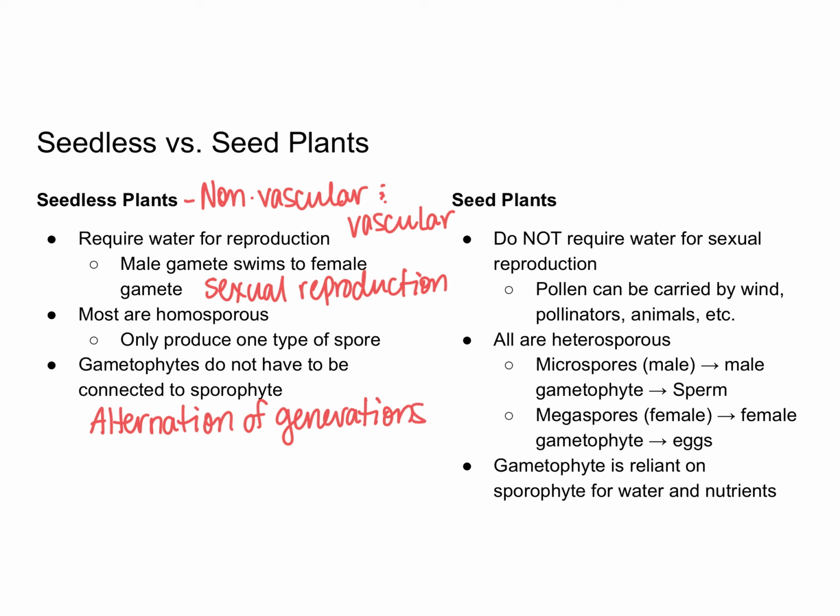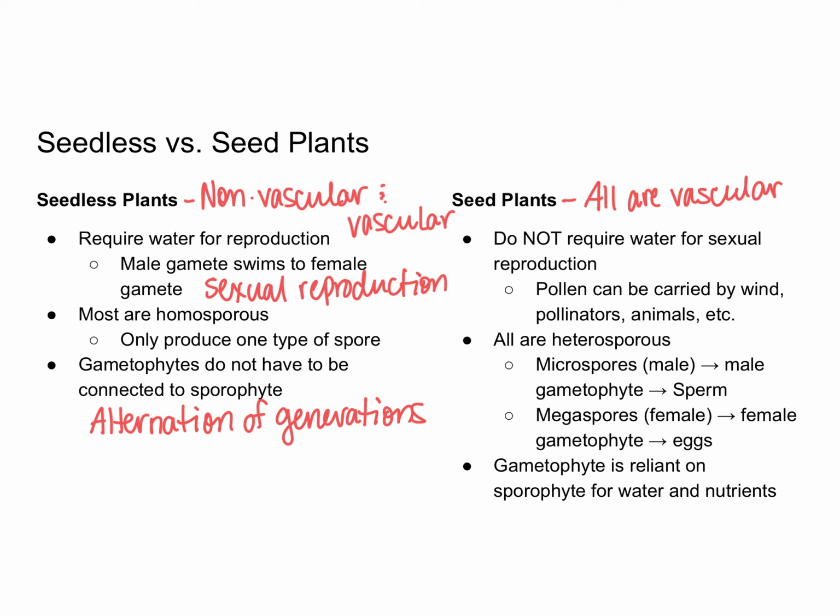So now let's take a look at seed plants and compare and contrast the differences with seedless plants. First of all, seed plants, all of them are vascular. So they all have that vascular tissue, which consists of the xylem and phloem. Another key difference between seeded plants and seedless plants is that seed plants do not require water for sexual reproduction.